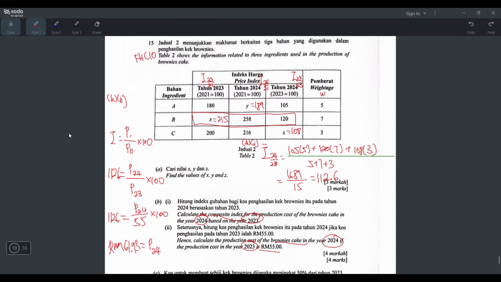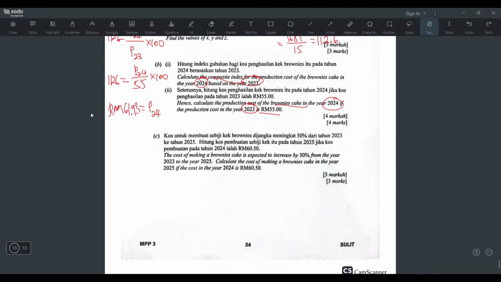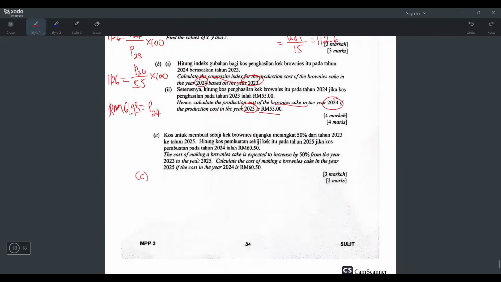All right, I'm done with the B2. Now is the last part, C. What it says here, the cost of making a brownie cake is expected to increase by 50% from the year 23 to 25. Okay, if they tell you the price increase in the percentage, it means you can write down the index.